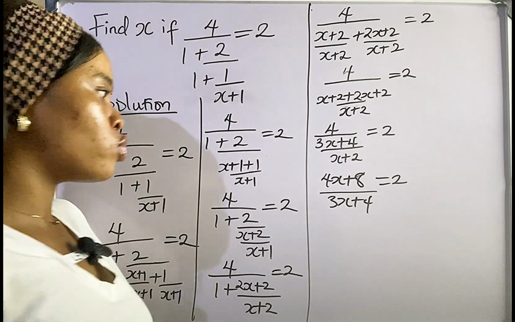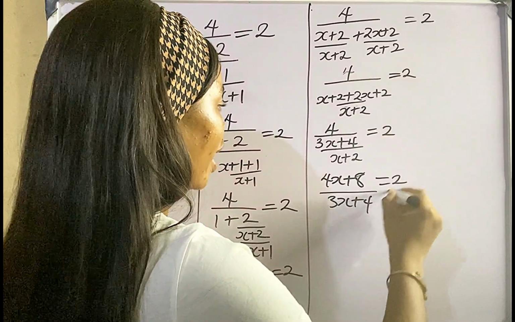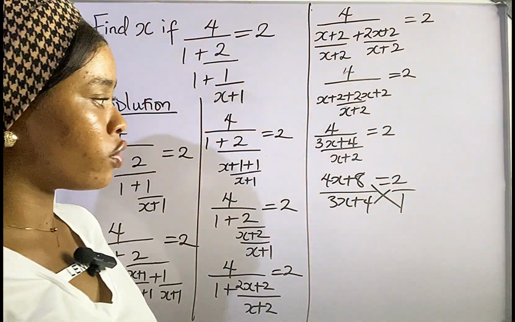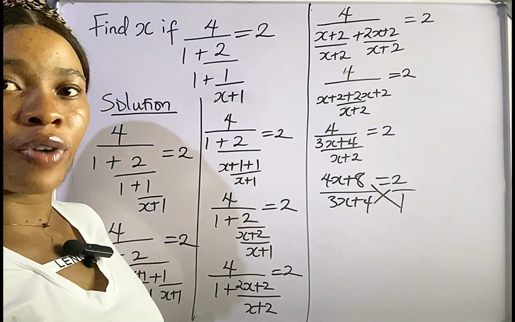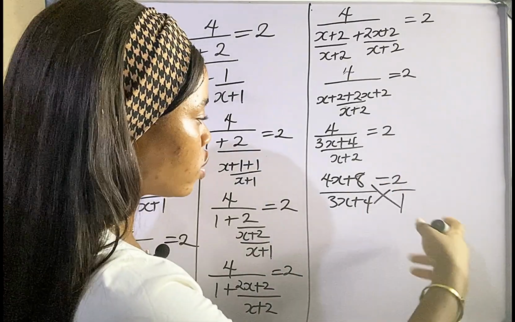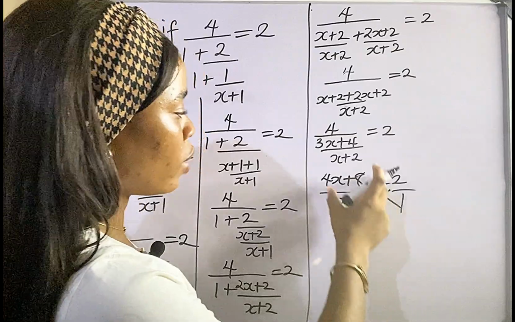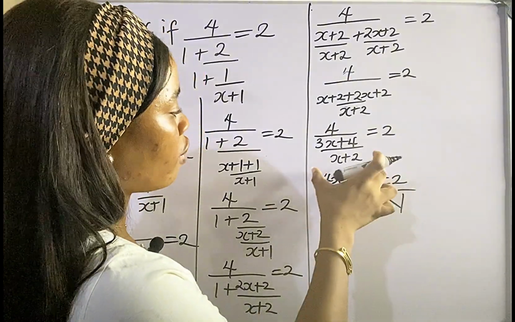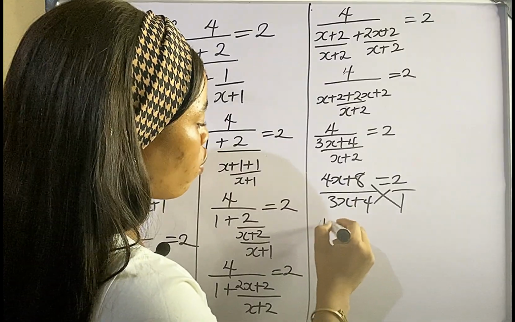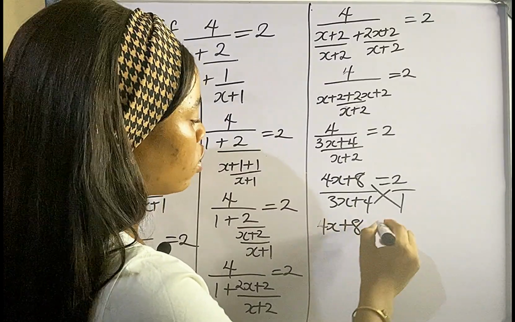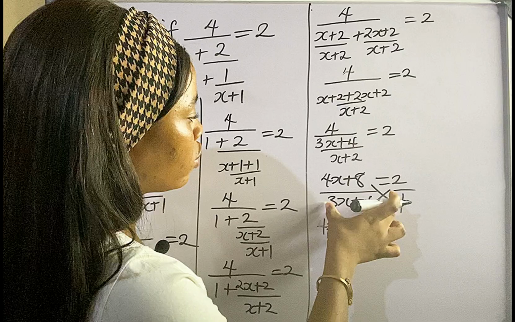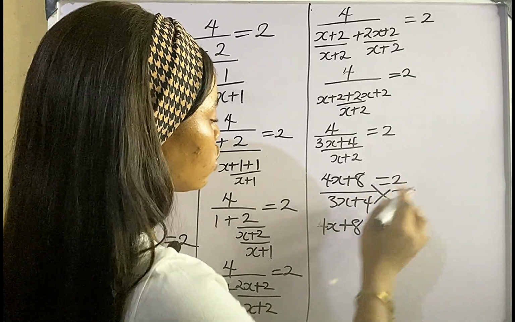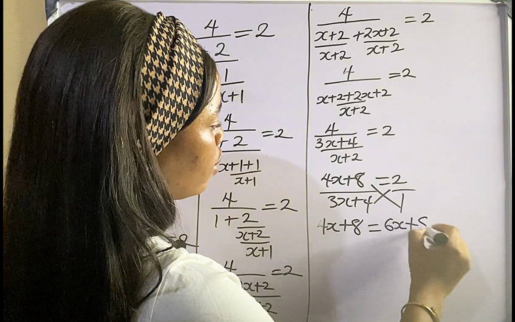So we just do what we call cross multiply, because we are looking for x. Whatever we are doing here, we're trying to find the value of x. So we cross multiply: whatever is here multiplies everything here, and whatever is here multiplies everything here. So 1 times everything here gives the same, that's 4x plus 8 equals 2 times everything here, 2 times 3x, that is 6x, plus 2 times 4, that is 8.